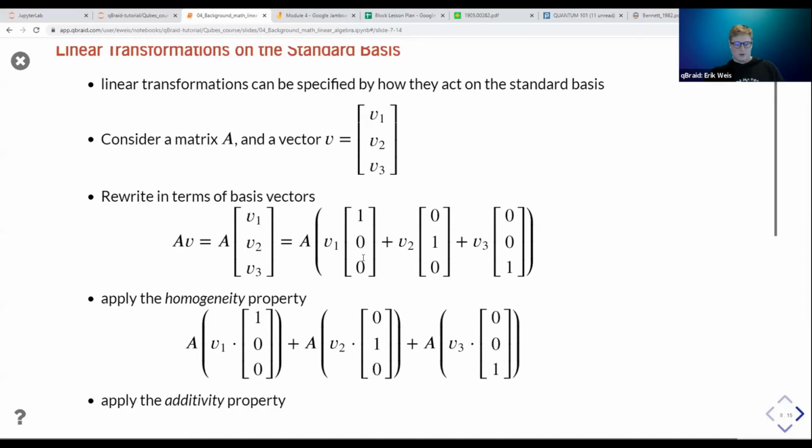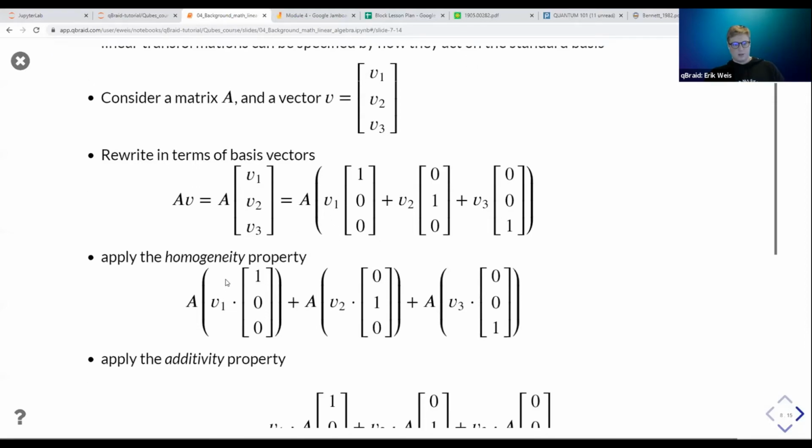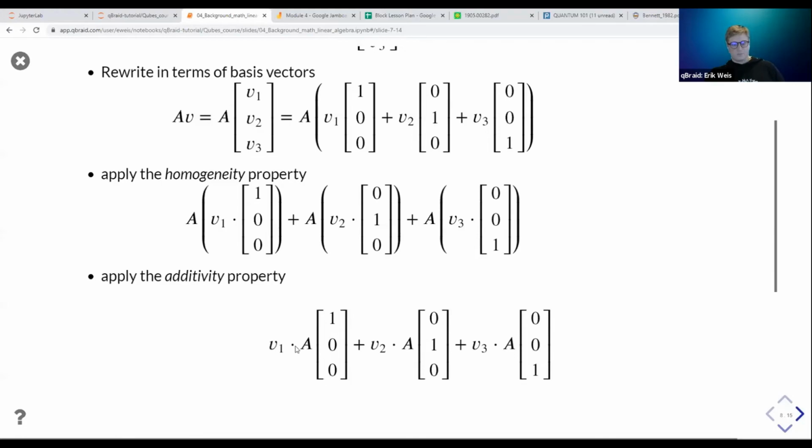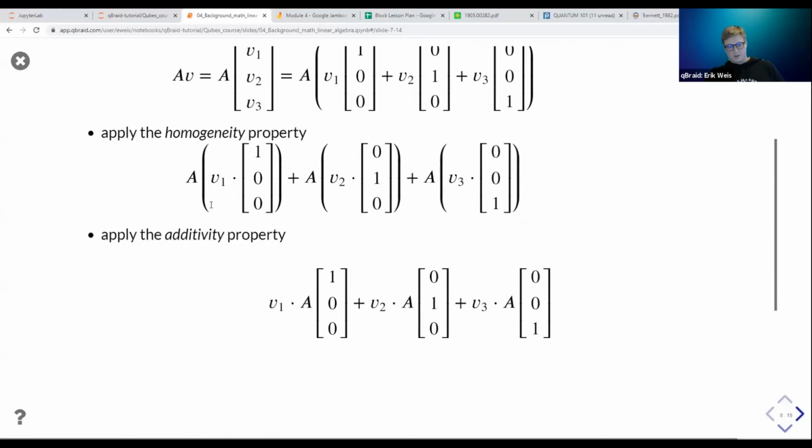So now that I've rewritten this vector, I can use the additivity property, that I can apply this matrix A to each of these elements of the sum individually. So now that I've done that, I can use the homogeneity property to rewrite these products, A times V1 times this vector, as the effect of A on the basis state.